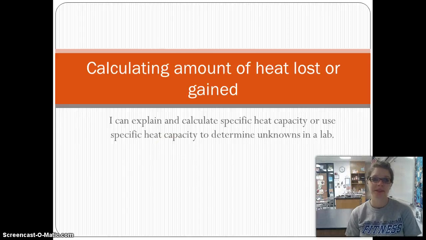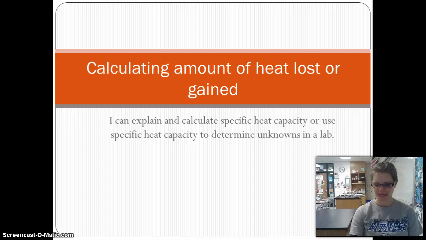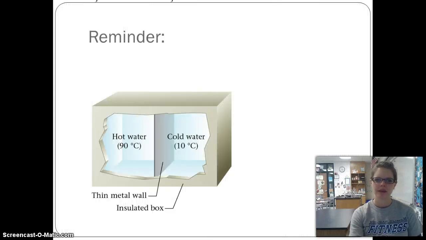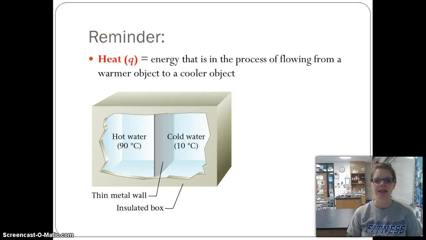Today we're going to be looking at specific heat capacity, and it's the idea that we can calculate the amount of heat lost or gained depending on which way the heat is moving. And we're going to do that using the specific heat capacity. As a reminder, we looked at heat, and we know that heat is the energy that is in the process of flowing from a warm spot to a cold spot. It's the movement of energy due to temperature.